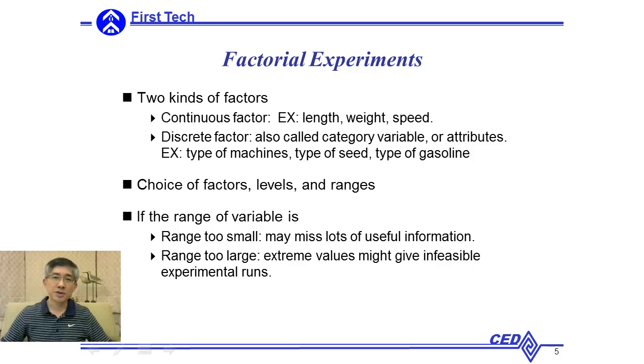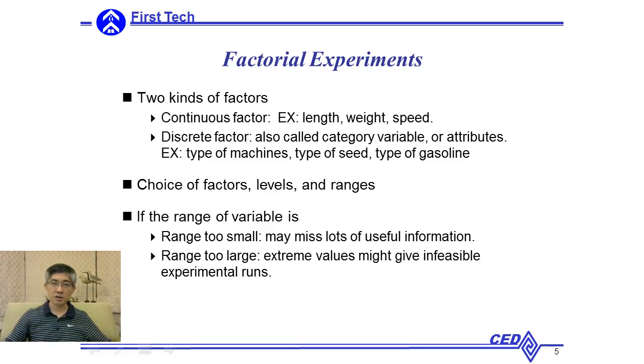So Fisher's experiment, DOE, is based on factorial experiments. What are factorial experiments? Assume we have two kinds of factors. One is continuous factors, such as length, weight, and speed. The second type is called discrete factors, also called category variables or attributes. For example, we have three different selections of machine: machine 1, machine 2, machine 3, or type of gasoline: 92, 95, and 98. They are not continuous.